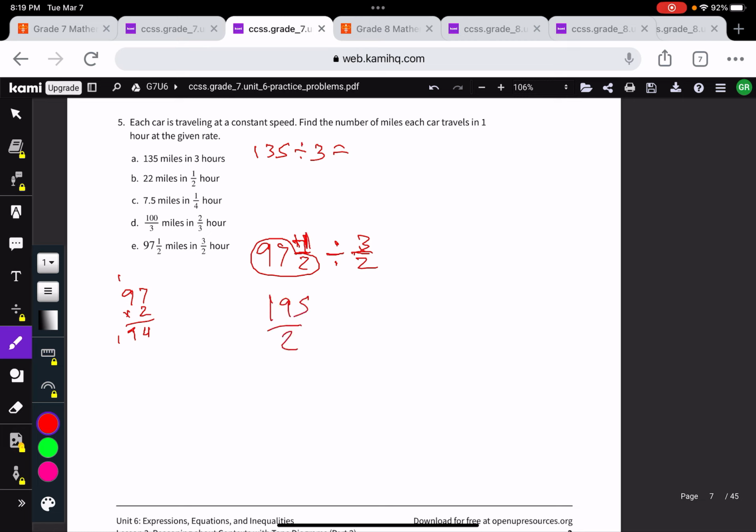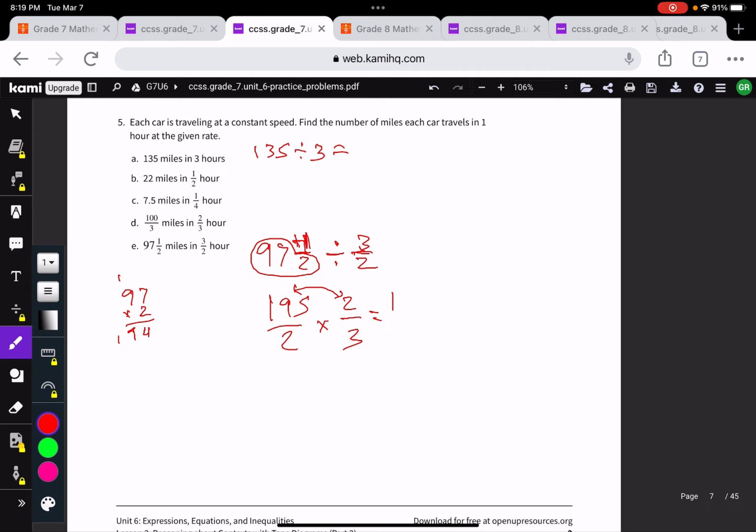So now I do keep, change, flip. And we could say 195 doubled. By the way, I can switch these. In other words, make this 2 over 2 equals 195 over 3. And I'll do it both ways. What the heck?